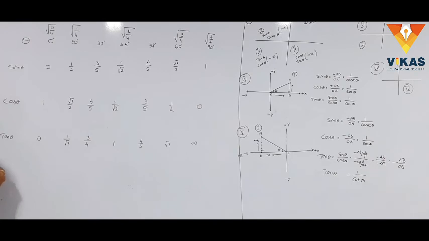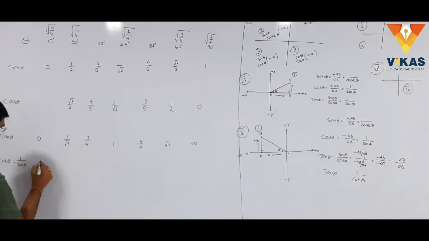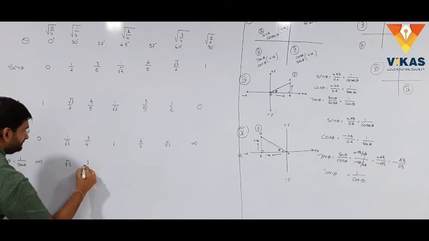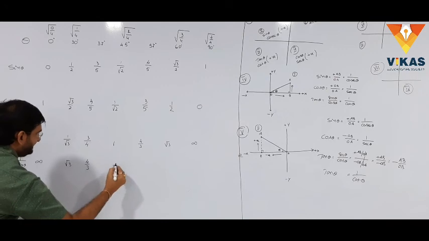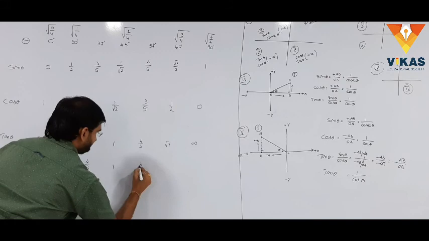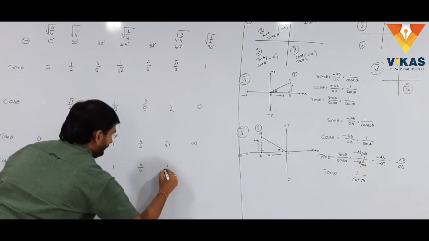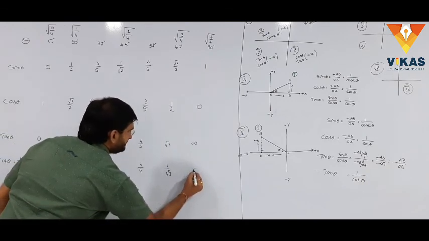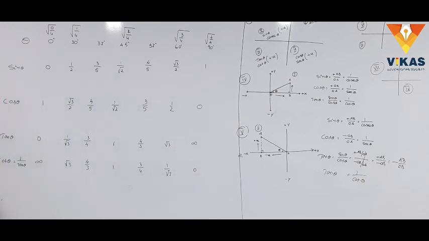Simply, cot theta. Cot theta equals the reciprocal of tan theta. Reversing, we can write: infinity, root 3, 4/3, 1, 3/4, 1 by root 3, and 0.